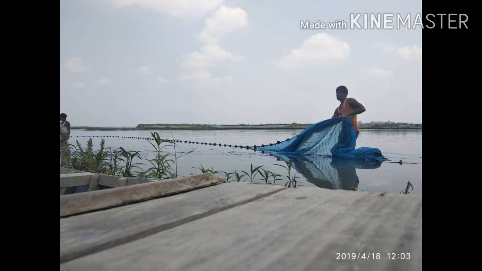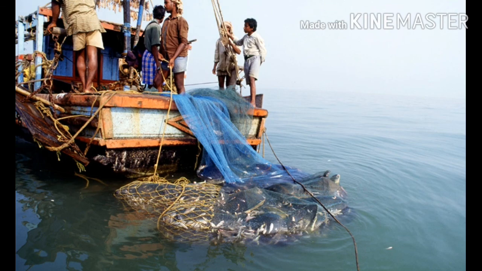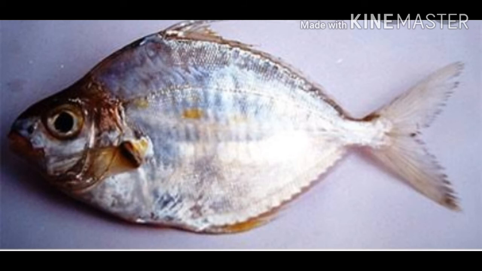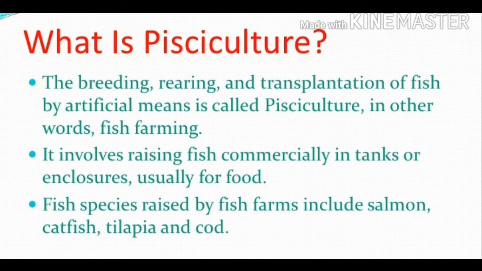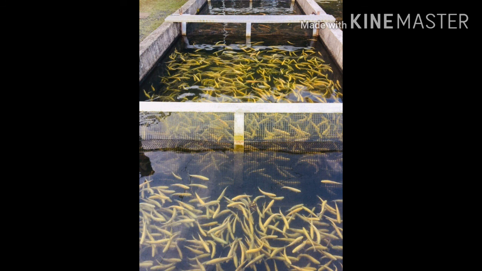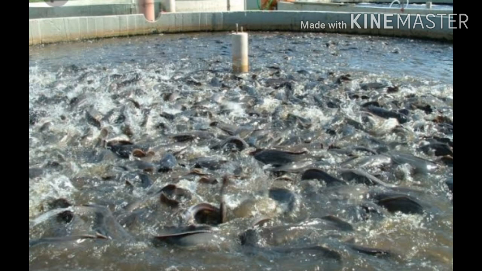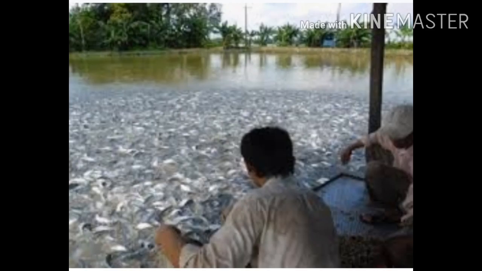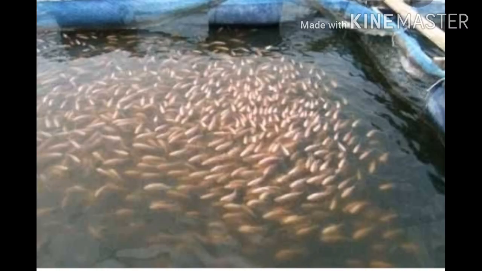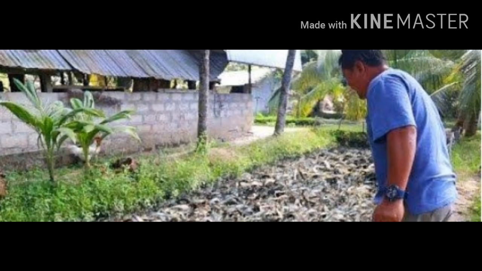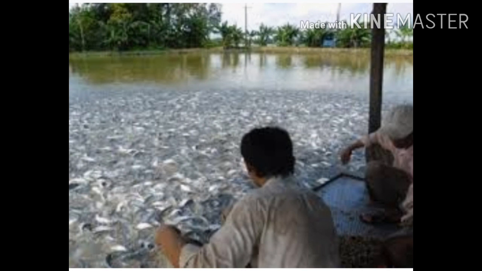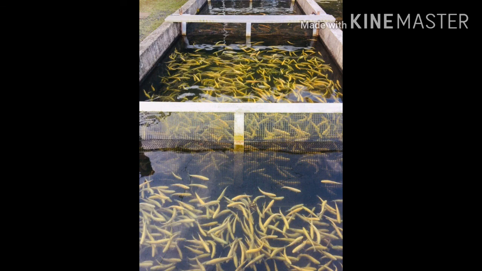Freshwater fishing is carried on in rivers, canals, irrigation channels, tanks, ponds and lakes, where silver bellies, that is chopra fish, are among the major varieties of fish. Let us get some information about pisciculture. Pisciculture involves the breeding, rearing and transplantation of fish by artificial means. It is also known as fish farming. It involves raising fish commercially in tanks or enclosures, usually for food. Fish species raised by fish farms include salmon, catfish, tilapia, cod, carp, trout and others. The increasing demand on wild fisheries by commercial fishing operations has caused widespread overfishing. Hence, pisciculture offers an alternative solution to the increasing market demand for fish and fish proteins.